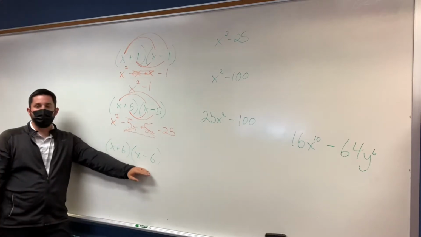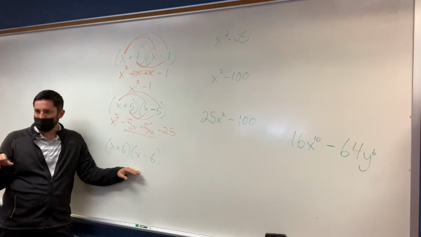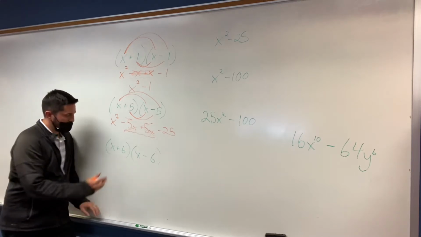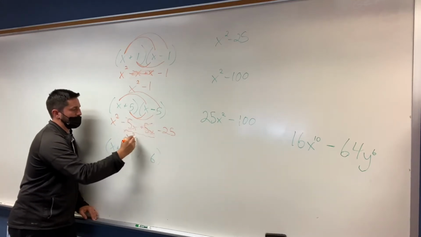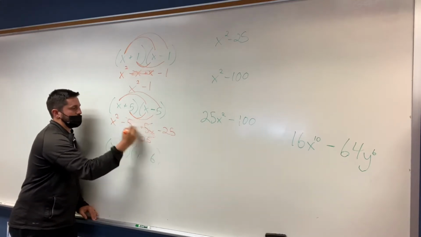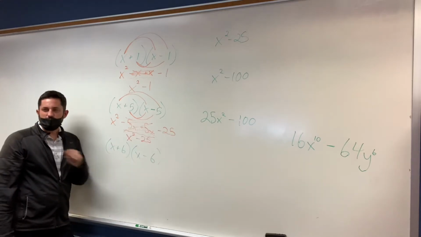Now I want you to do this problem using no math whatsoever. Don't use any math, just look at it here. What do you think? Skip this whole step where we did all this, because the end answer here is x squared minus 25, because the middle terms canceled out. What would this answer be?